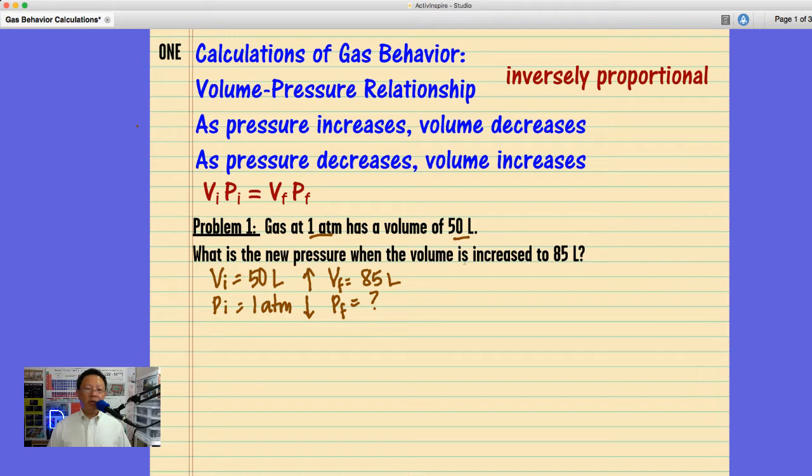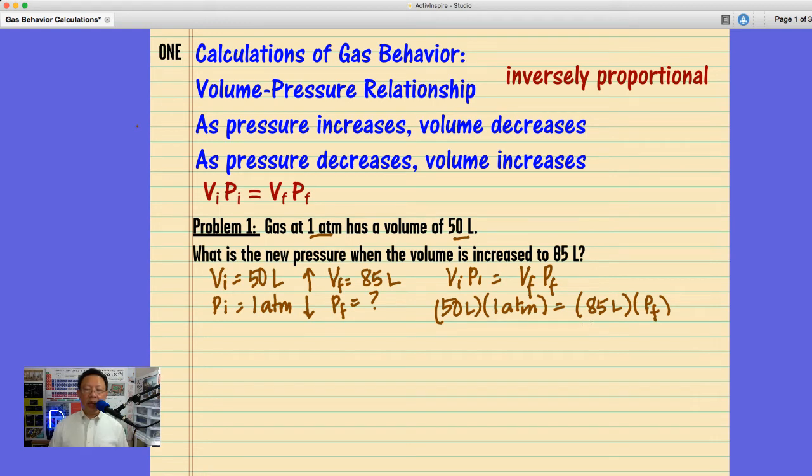All right, let's rewrite the equation. VI times PI should be equal to VF multiplied by PF. Let's substitute. 50 liters multiplied by the pressure, 1 atmosphere, should be equal to the final volume, which is 85 liters, and the final pressure, which we don't know, so we just write PF.